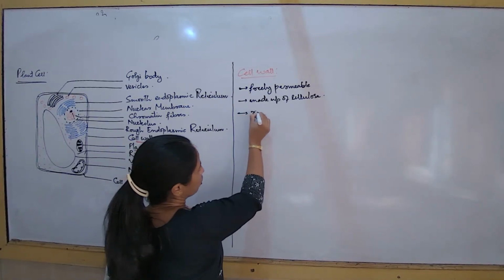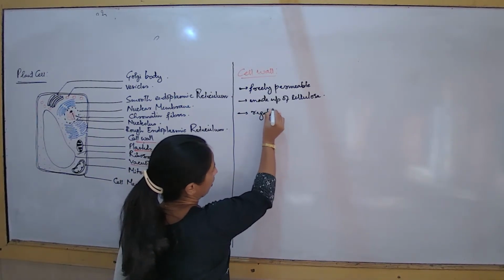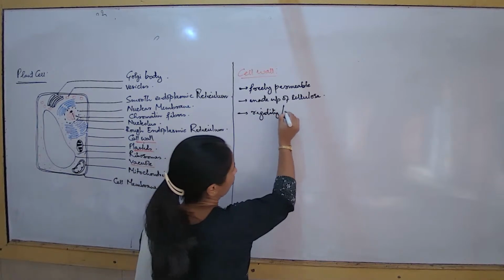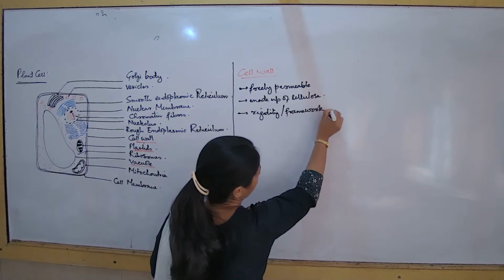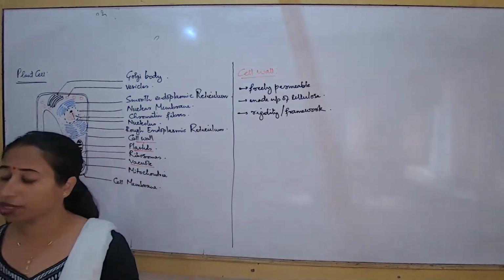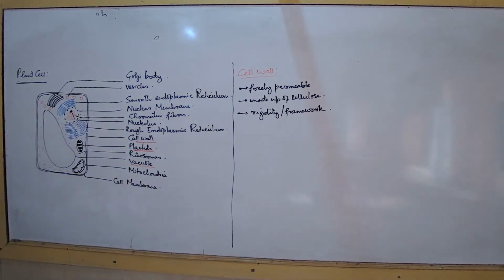What does it provide to the plant cell? It provides rigidity or framework to the plant cells. Also to remember, the cell wall has protection functions for the plant cell. It also provides protection, because the cell wall is so resistant, it does not allow quite a number of unwanted substances.